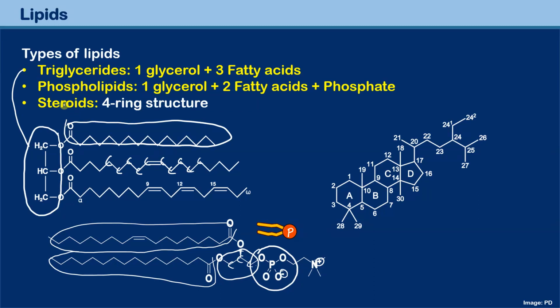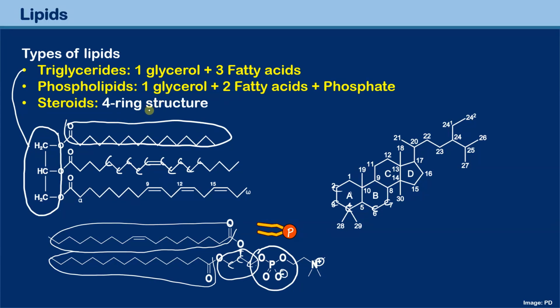And a steroid, for example cholesterol or testosterone or certain hormones, has a ring structure, and there's 1 ring, 2 rings, 3 rings, and 4 rings. And of course, I do not need to say it: every corner is a carbon. Again, that's a simple way of drawing it. And these are the 3 types of lipids that you have to know.